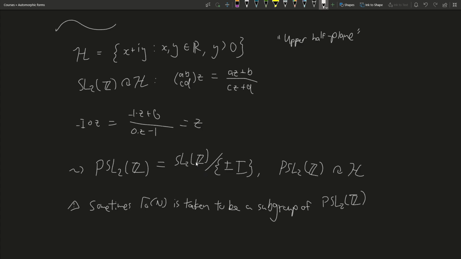So just be careful when you're working with these and when you're looking at gamma naught n, because if the paper you're reading has some really technical formula and you need to get it exactly right, then it's good to know if the author is taking gamma naught n to be a subgroup of SL2Z or PSL2Z.